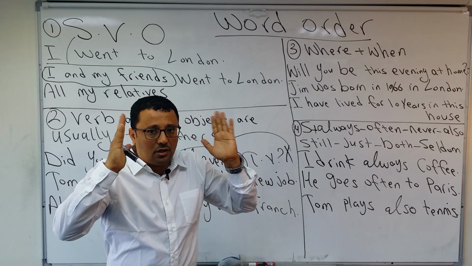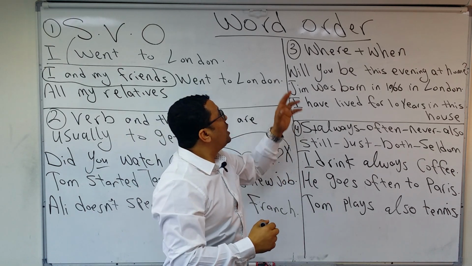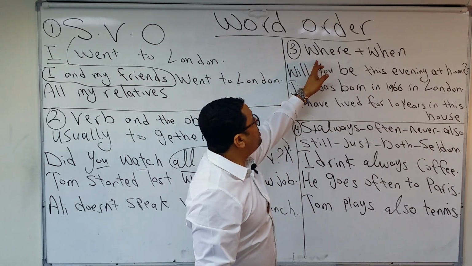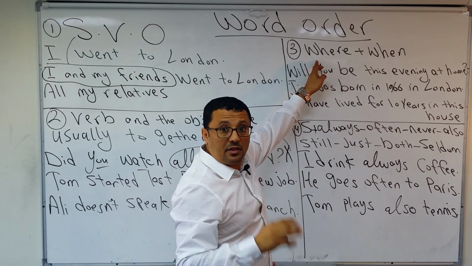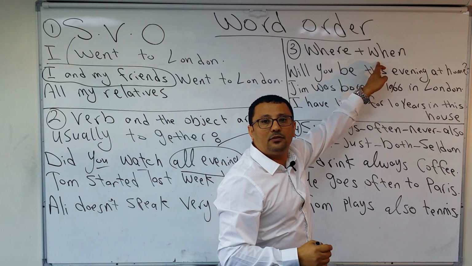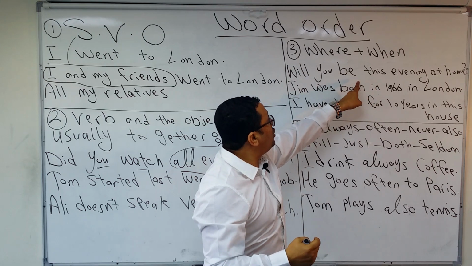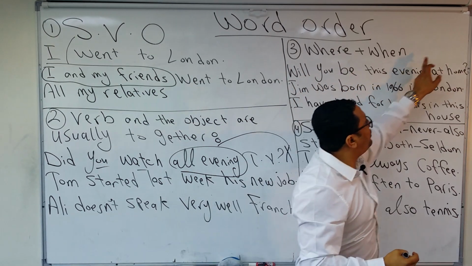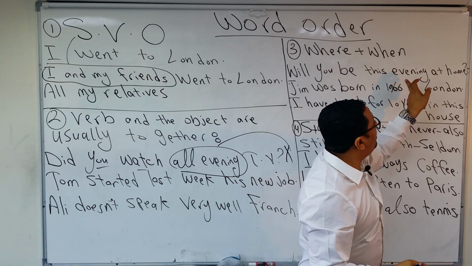But unfortunately, it's not correct because the word order in the English language says always put where, the place, then when, the time. Here, the wrong part is this evening, which comes before home. It should be, will you be at home this evening?